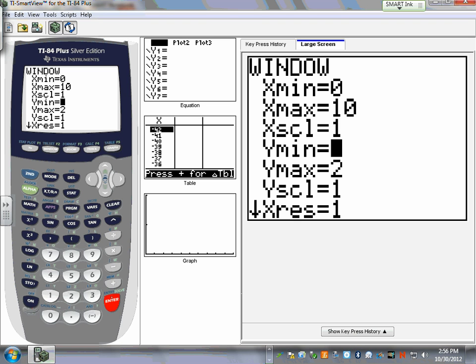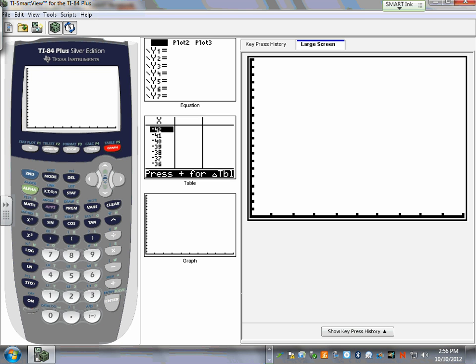And then my y-axis, I'm going to make go from 0 to 200. And I don't want to go by 1s on my y-axis, maybe by 10s, maybe you can go by 50s. I'm just going to go by 10s, I think. And when I graph this, I got nothing.